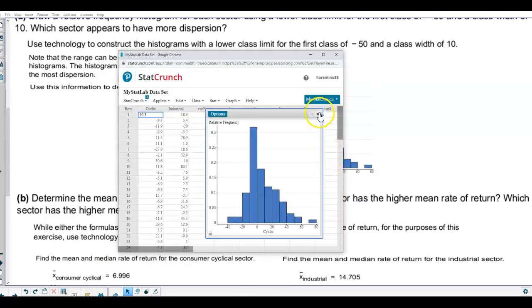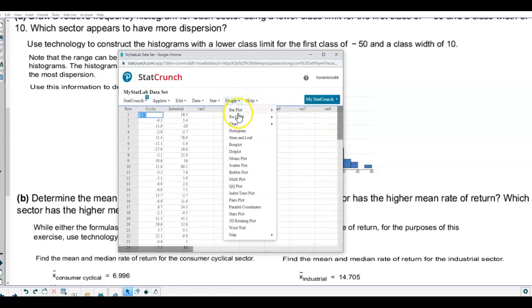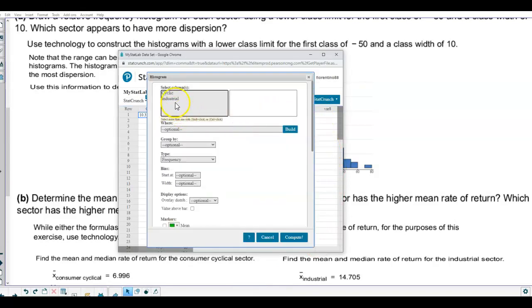So let's go ahead and create the other histogram. We're going to select Histogram again. Now we're going to go with the industrial. Again, we need to make sure that it's a relative frequency. We're starting at -50, and our class width is 10. So we're going to select Compute.